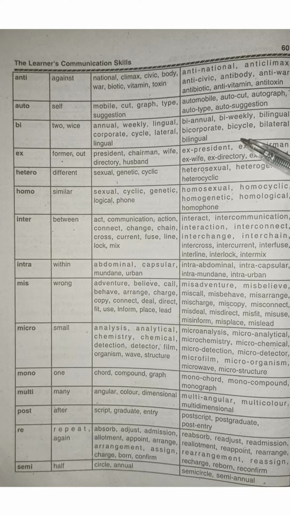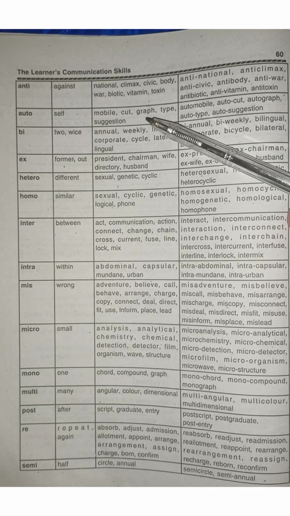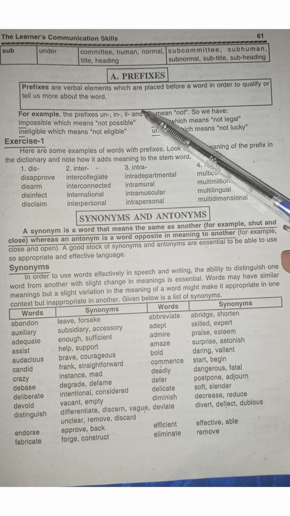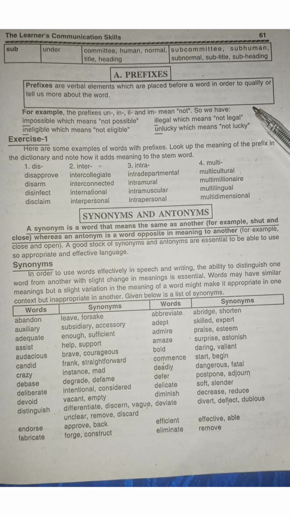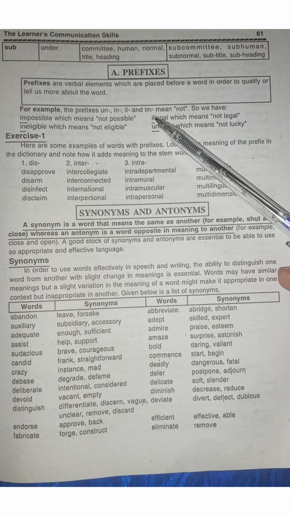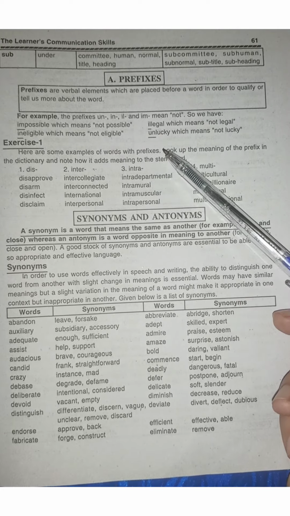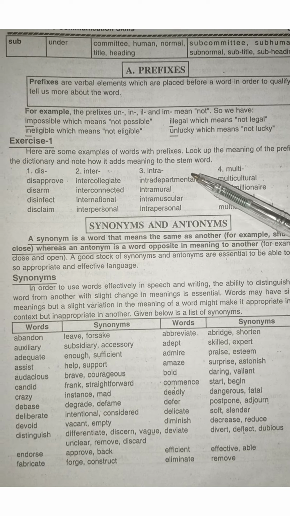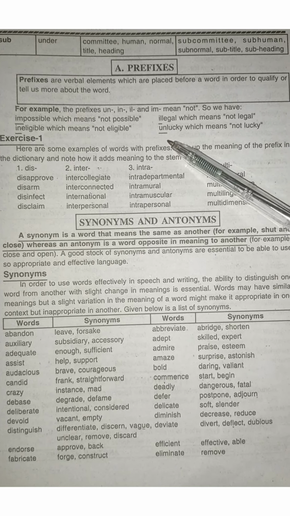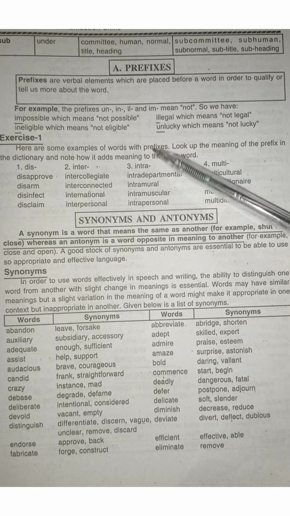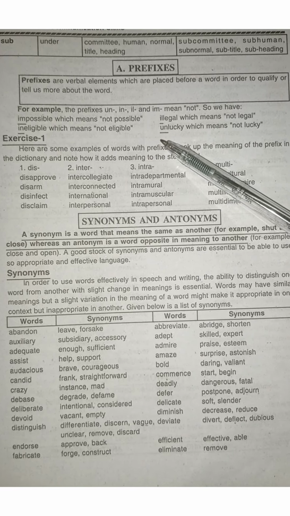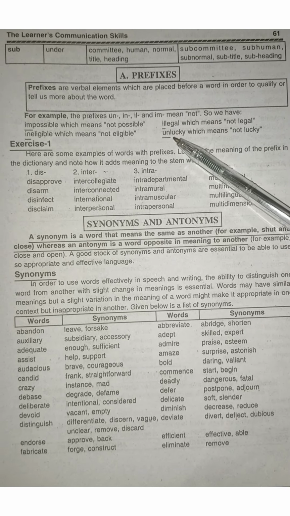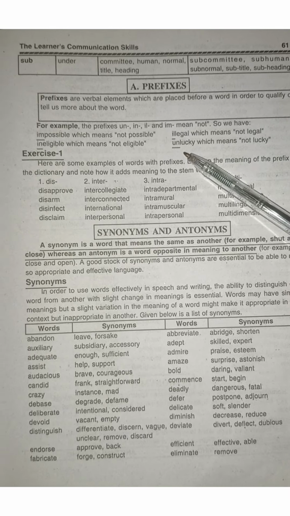Here we have a lot of examples. For example, anti, against, national, anti-national. Prefixes are verbal elements which are placed before a word in order to qualify or tell us more about the word. For example, the prefix un and the example is unlucky. So students, we have discussed earlier that prefix is always attached at the start of the root word. For example, ill and the word is illegal. So prefix is always used at the start of the root word.